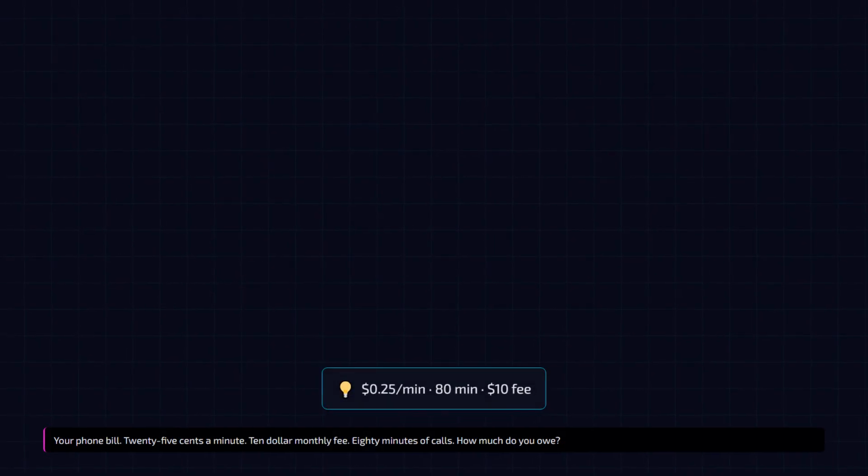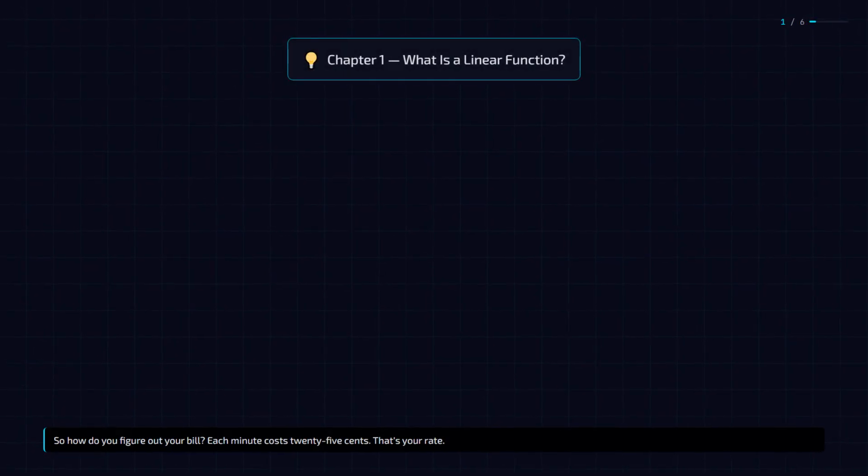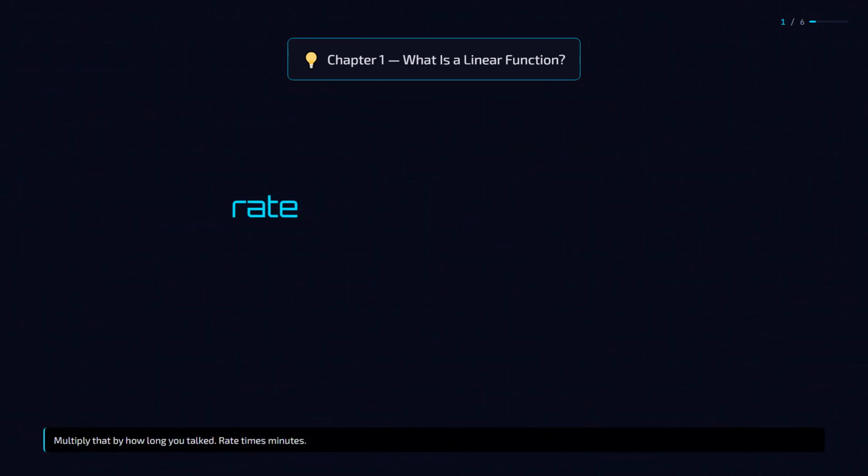Your phone bill: 25 cents a minute, $10 monthly fee, 80 minutes of calls. How much do you owe? So how do you figure out your bill? Each minute costs 25 cents. That's your rate. Multiply that by how long you talked. Rate times minutes. Then the $10 fee gets added on top no matter what.